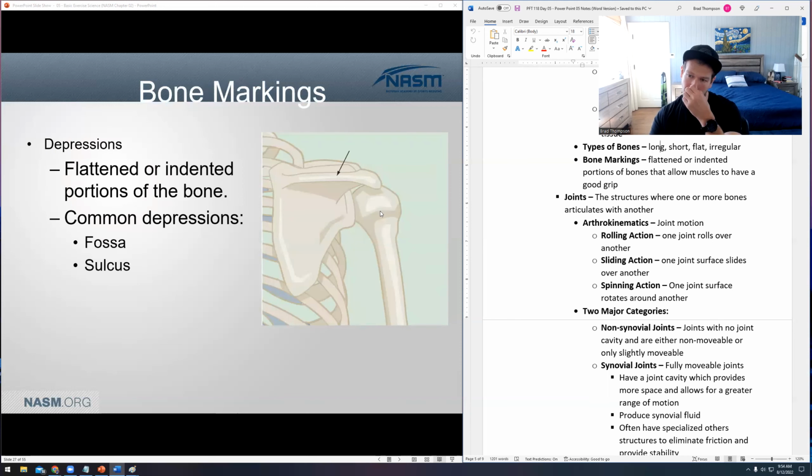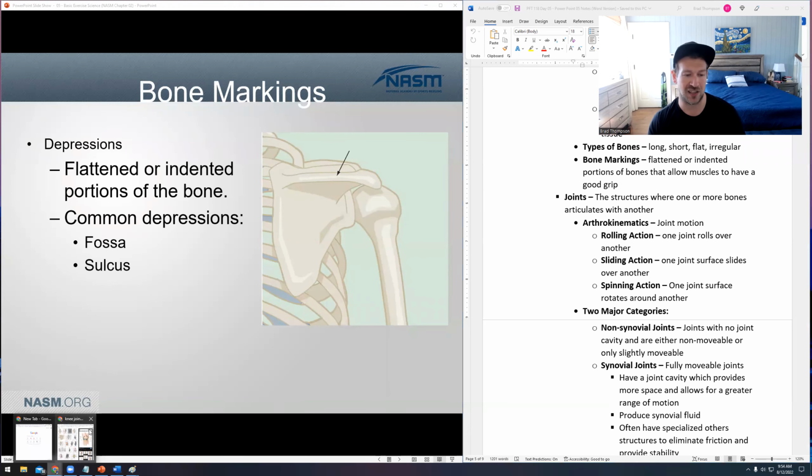So when we're looking at bones, all of our bones are going to have these interesting markings on them, right? You're going to have two major categories. You're either going to have flattened portions of bones, which we call a depression, or you are going to have bumps on your bones, which we call a process. So you either have depressions or processes, and that is what allows muscles to get a really good grip.